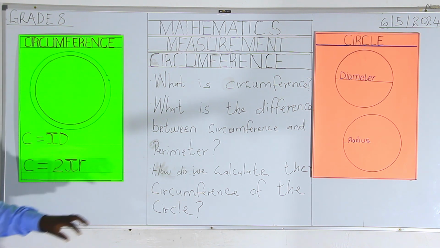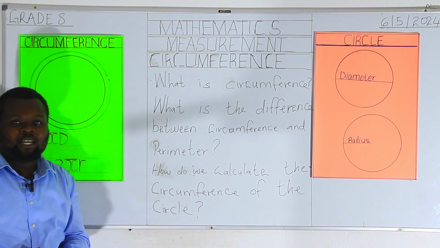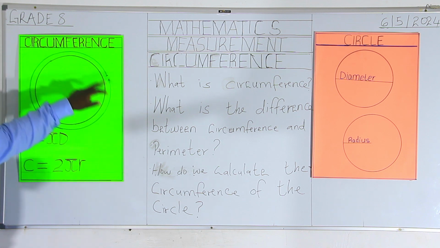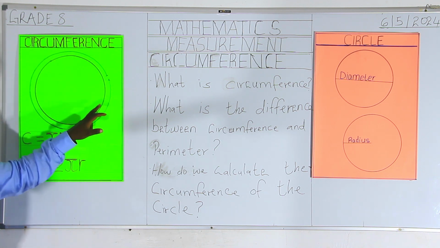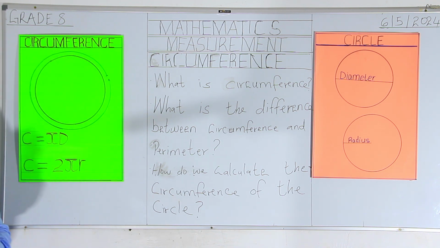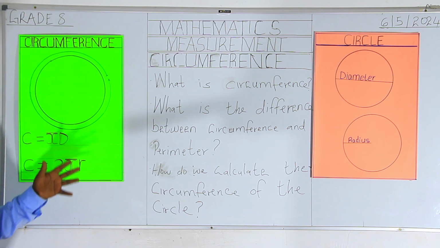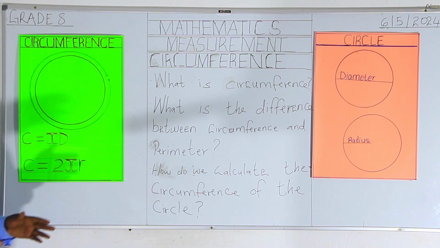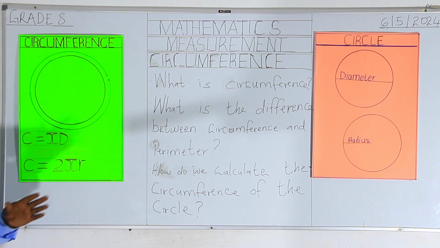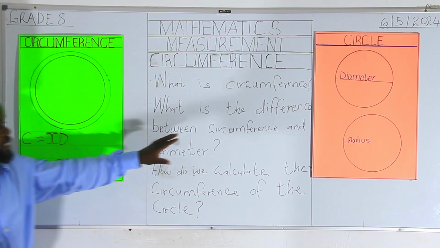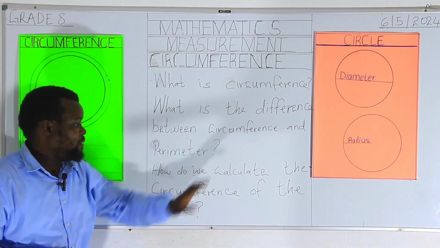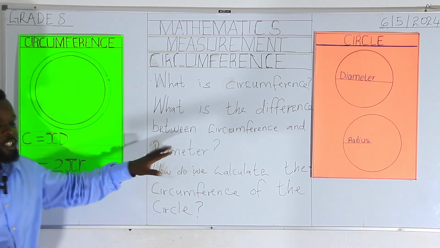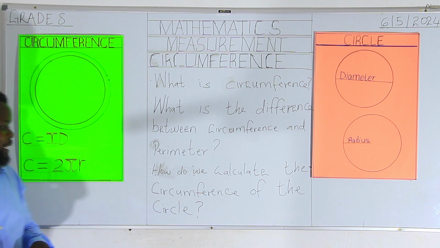Now, what is the difference between circumference and perimeter? Circumference is the distance all around the circular figure, whereas perimeter is the distance all around a straight-sided figure. A straight figure can be vertical or horizontal. So that is the difference. We must have the word circular in circumference, and perimeter must be on a straight line.